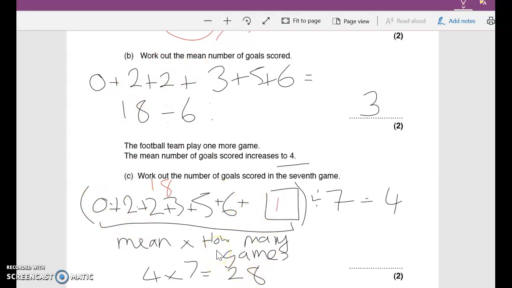Well, it must be 10, because 10 add 18 gives me 28. So the last game had goals of 10.